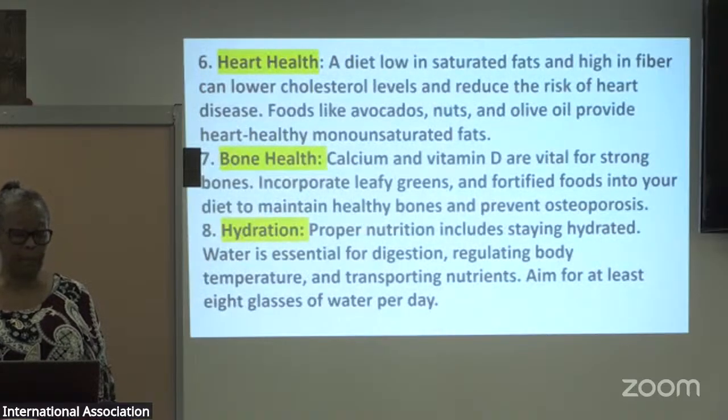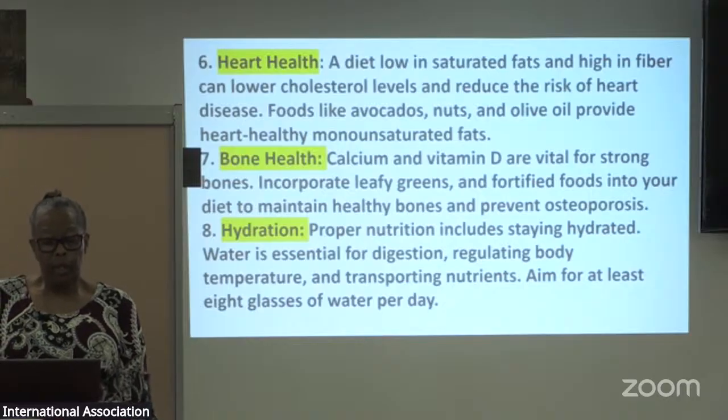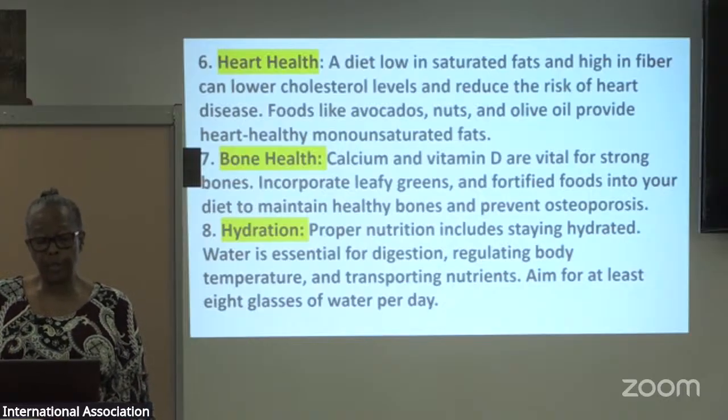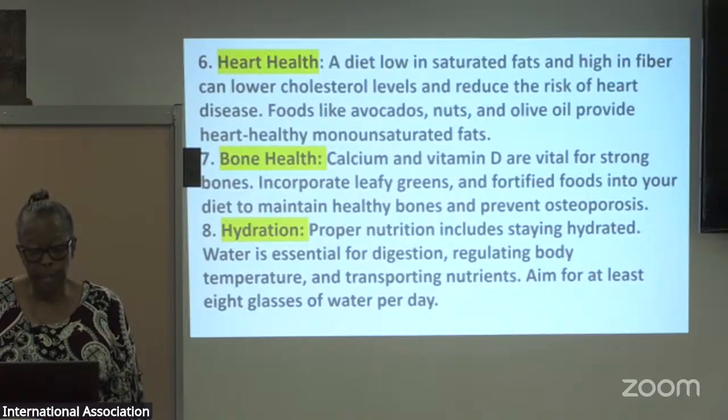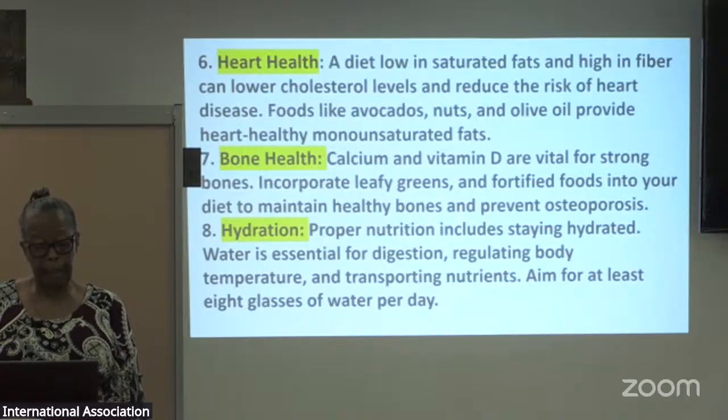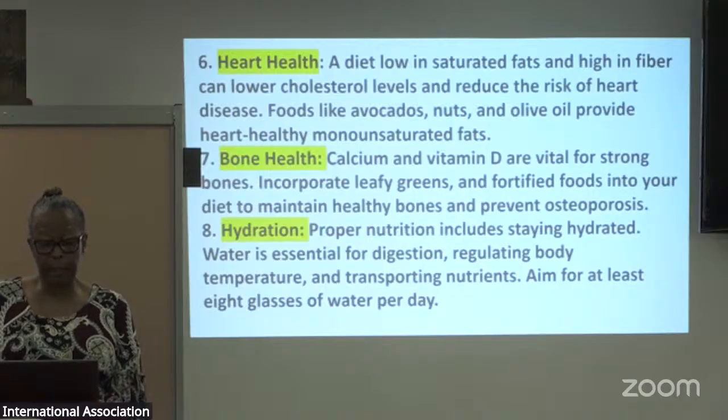Heart health. A diet low in saturated fats and high in fiber can lower cholesterol levels and reduce the risk of heart disease. Foods such as avocado, nuts, and olive oil provide heart healthy monounsaturated fats.